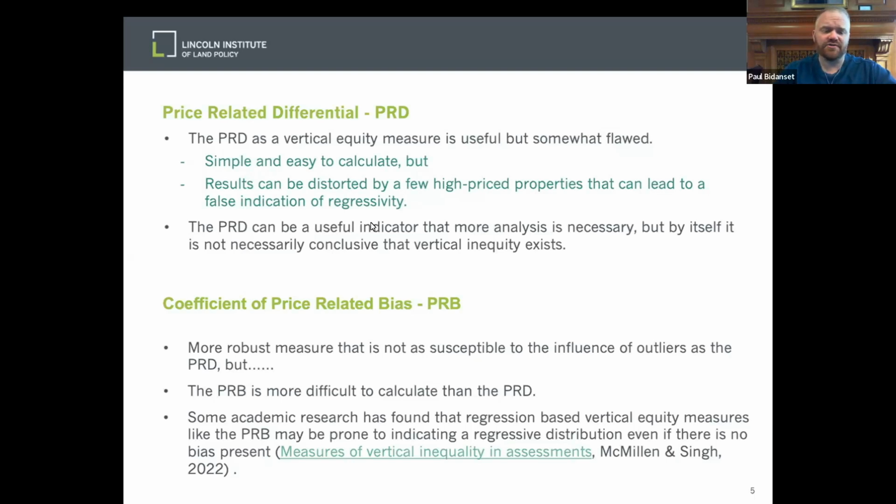The other common metric in the industry is the coefficient of price-related bias, or the PRB. So this is arguably a more robust measure that's less susceptible to the influence of these outliers. However, it is much more difficult to calculate than the PRD. And also some academic research has found that regression-based vertical equity measures, such as the PRB, may be prone to indicating that valuations are regressive, even if there is no bias present.